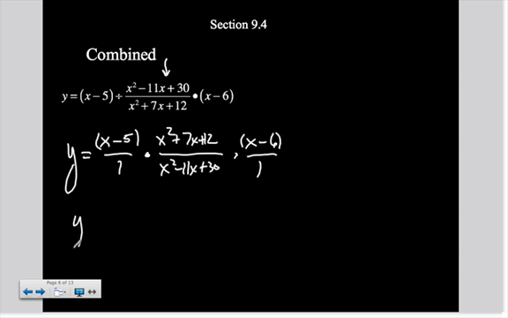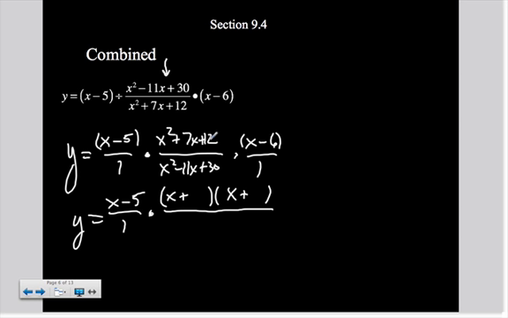When I factor this middle term, (x minus 5) over 1, my signs are the same. They're both pluses, so I have x plus and x plus. Factors of 12 that add up to 7, those are 3 and 4. And here my signs are the same, but they're both minuses. X minus, x minus. Factors of 30 that add up to 11, those are 5 and 6.